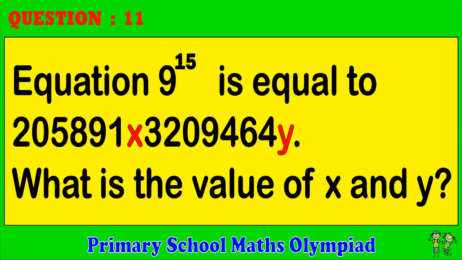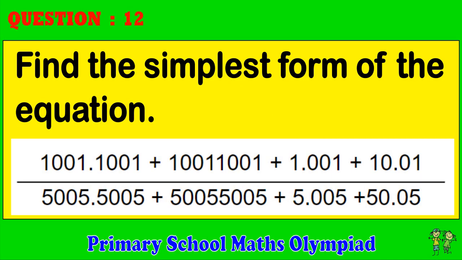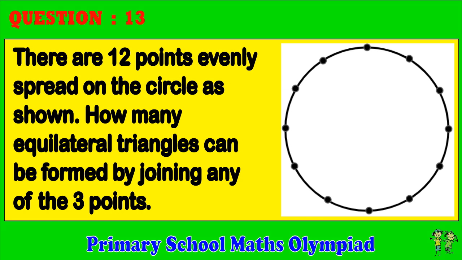Question 11. The equation 9 to the power of 15 is equal to 2, 0, 5, 8, 9, 1, x, 3, 2, 0, 9, 4, 6, 4, y. What is the value of x and y? Question 12. Find the simplest form of the equation. Question 13. There are 12 points evenly spread on the circle as shown.